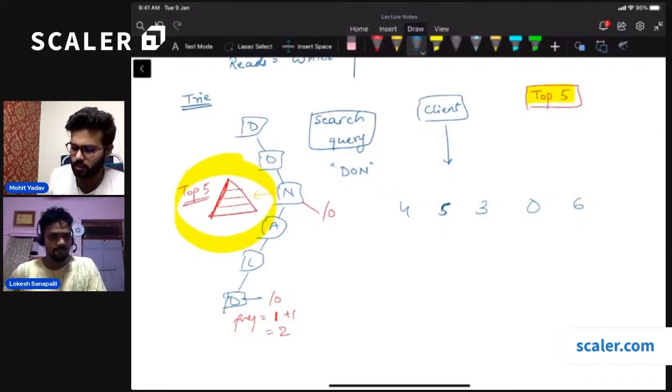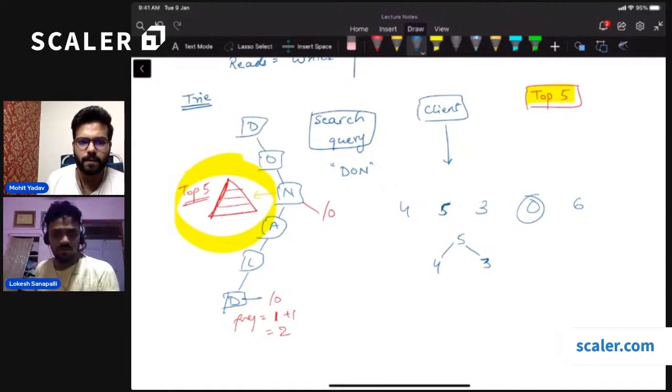So you added 4 in the heap. Then you add 5. Then you add 3. Now comes the value of 0. Should 0 be added or not? How do you decide that?